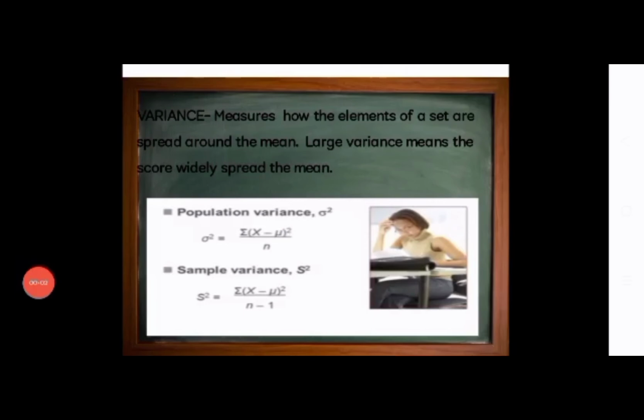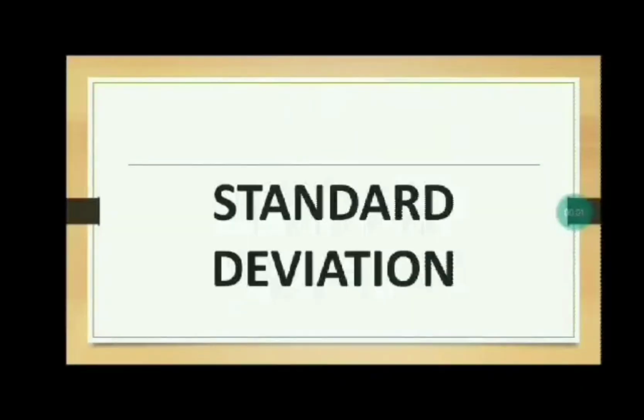Variance measures how the elements of a set are spread around the mean. Large variance means the scores are widely spread from the mean. Population variance is designated by sigma squared and is the summation of x minus the mean quantity squared over n. Sample variance is designated by s squared and is the summation of x minus the mean quantity squared over n minus 1. So now let's go on to the standard deviation.